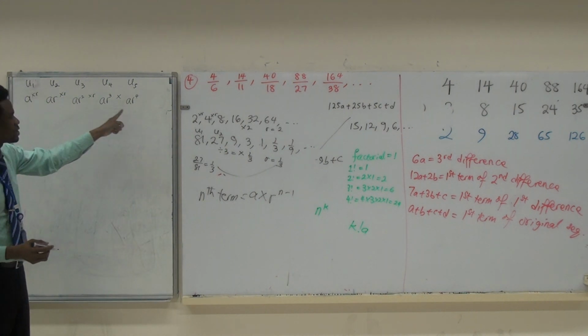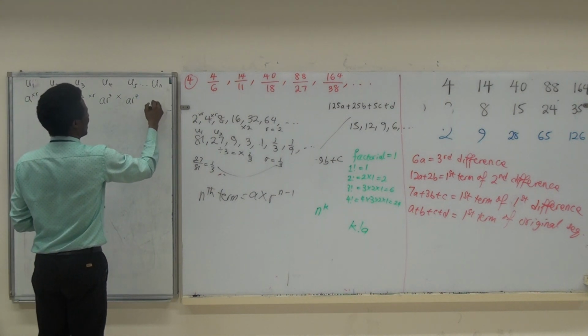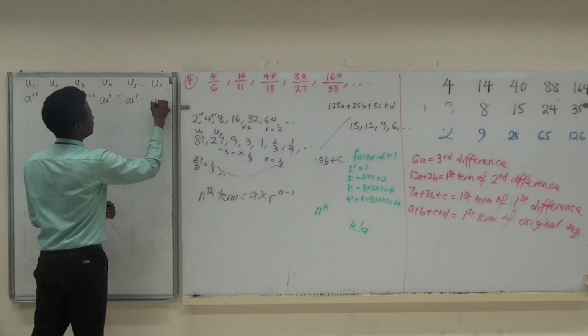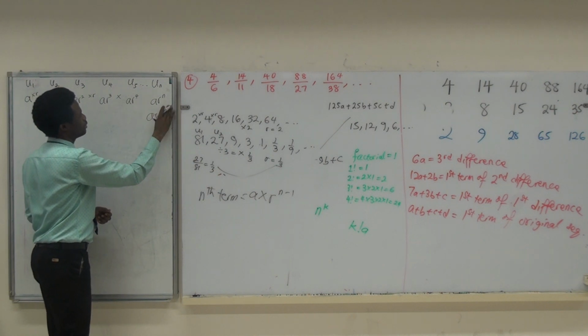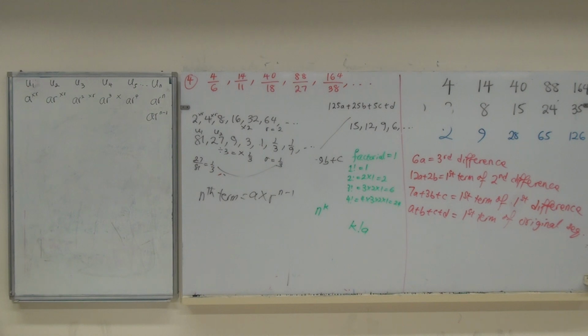So look at this. If I continue, I want to get the nth term. What would that be? A R to the n? A R to the n minus 1. I have two options now. Look at it clearly and tell me which one is right. A R to the n minus 1, because the first term is just A.